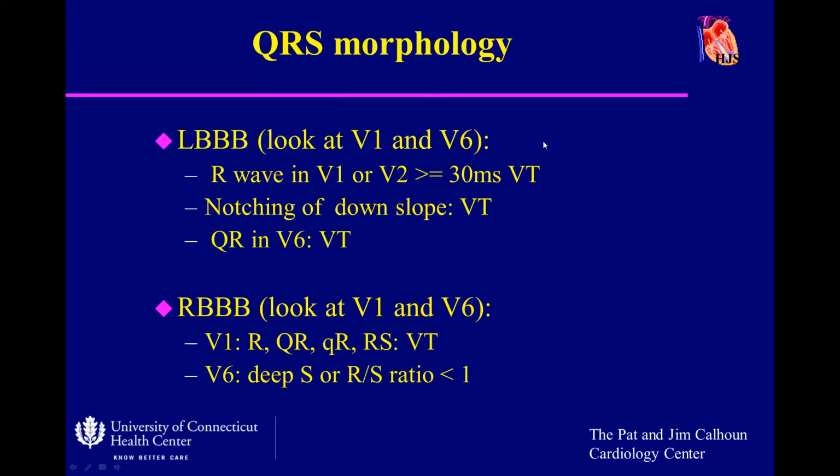Dr. Schmitt, a quick question about the R/S ratio criteria in the right bundle. One of the attendings told me it's not reliable, it's only reliable in superior axis. What's your take on that? Yeah, it's less reliable than the criteria in V1, no doubt about it. But the axis I would not put into consideration. It's true, this criterion in V6 is less reliable than the criteria in V1 for right bundle branch block morphology. Okay?